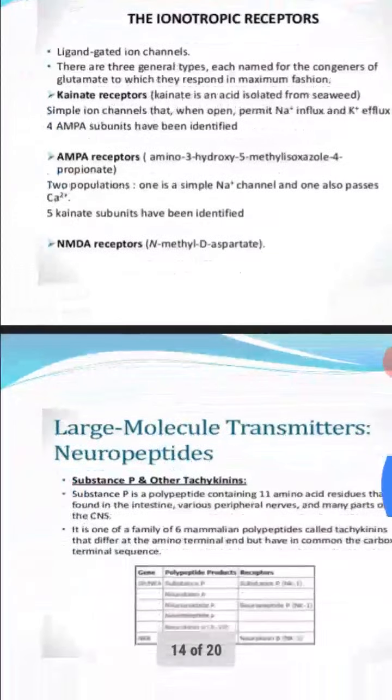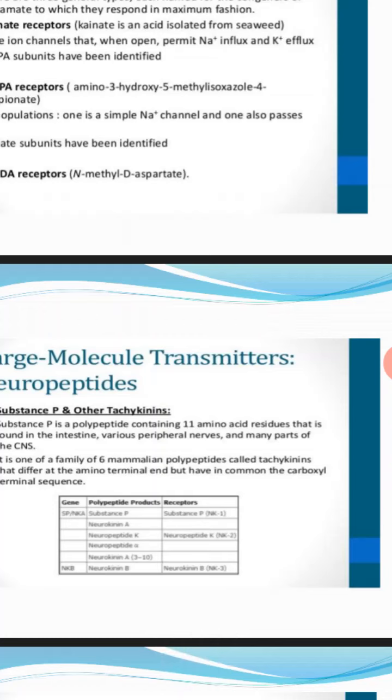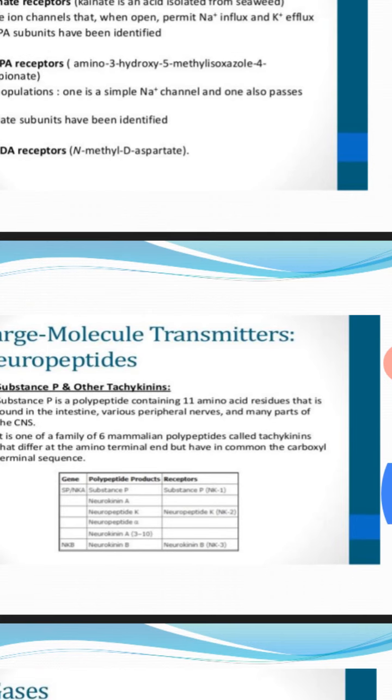Now the large molecule transmitters, that is, the neuropeptides. I told you they are big molecules. Substance P is a polypeptide containing at least 11 amino acid residues, found in the intestines, peripheral nerves and many parts of the central nervous system. It is one of a family of 6 mammalian polypeptides called the tachykinins, which differ at the amino terminals but have in common the carboxyl terminal sequence. The carboxyl terminal sequence stays the same, and the amino sequence keeps increasing.